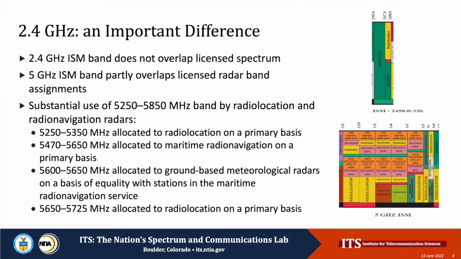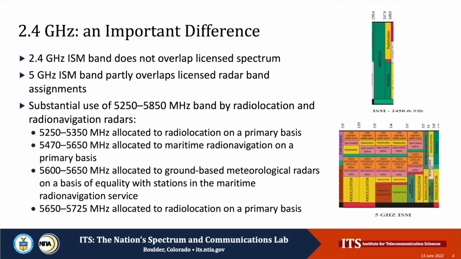But the parallels were not absolute. The 2.4 GHz ISM band does not overlap any licensed spectrum. This differs from 5 GHz ISM bands that do partly overlap licensed allocated radar band assignments.